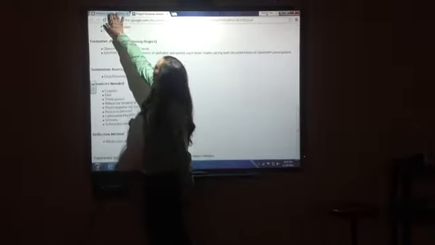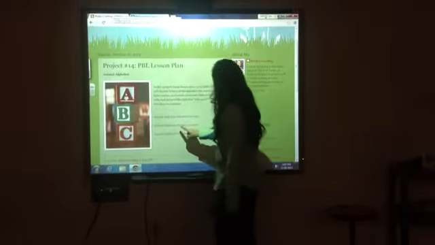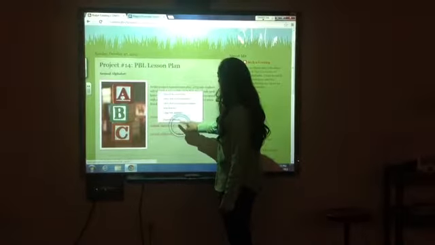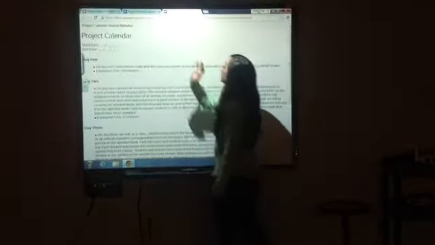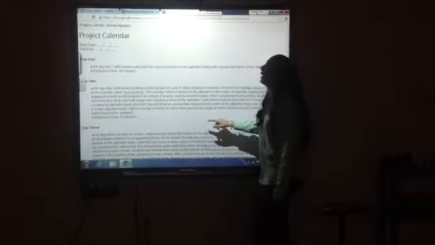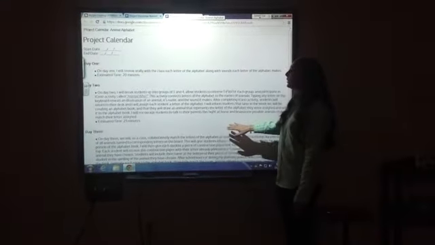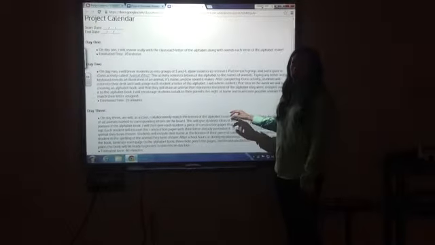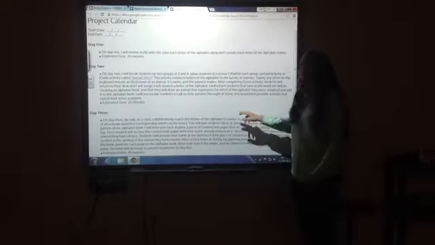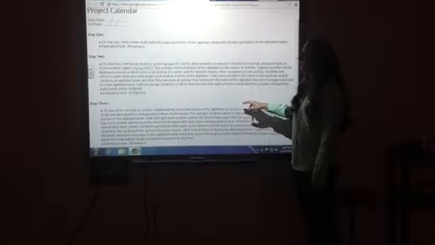And now I'm going to show you the project calendar here. And this will be a step-by-step daily plan of what each day will consist of. On day 1, I will review orally with the class each letter of the alphabet along with the sounds each letter of the alphabet makes. And the estimated time for day 1 is about 20 minutes.